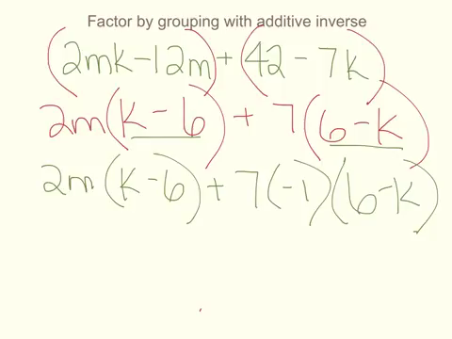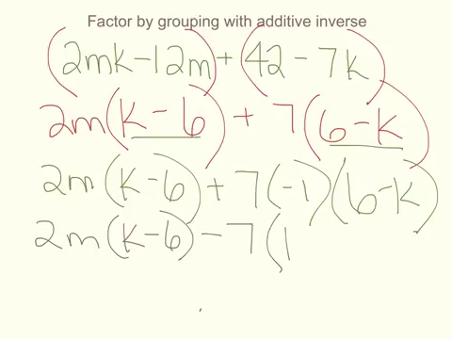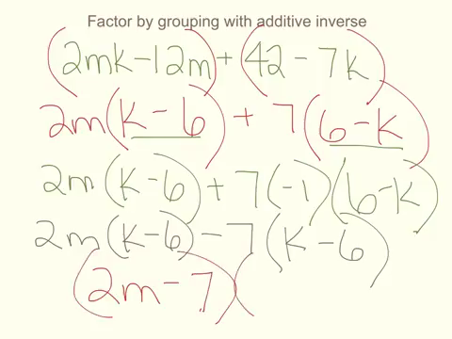So what that would leave us with would be 2m times k minus 6 minus 7 times k minus 6. So when you distributed that negative there, it kind of did the associative property and you flipped some things around. So now we just have the distributive property and we get 2m minus 7 times k minus 6.